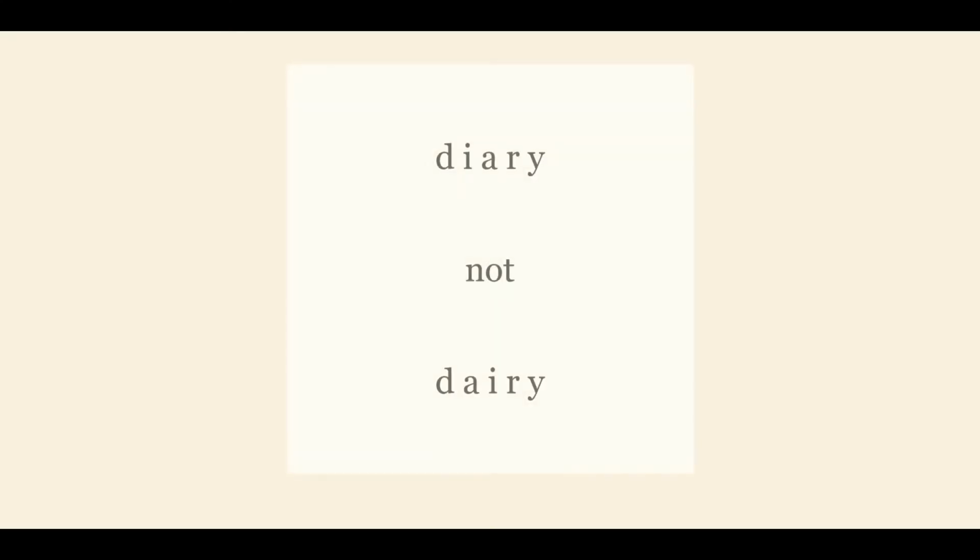Before we start, I just want to make sure we are all writing to our diary, not to some milk, cheese or yogurt. It is spelt D-I-A-R-Y, not D-A-I-R-Y. Very different things. So now that's all cleared up, we can start to think about writing our diary.